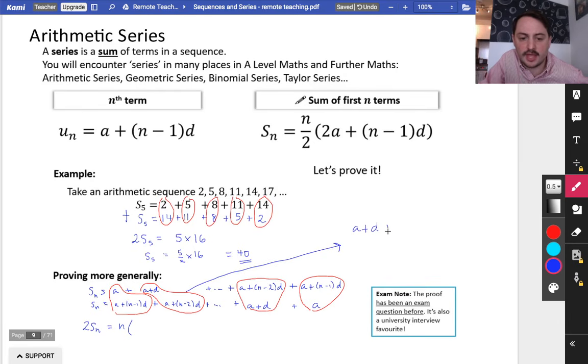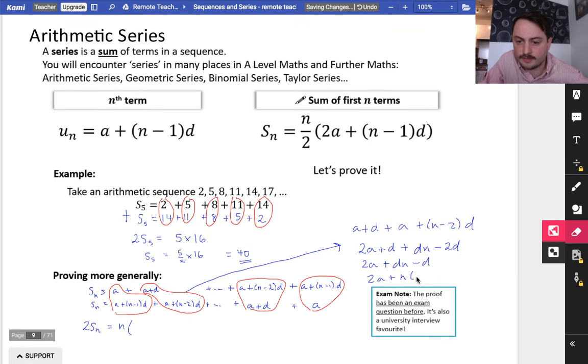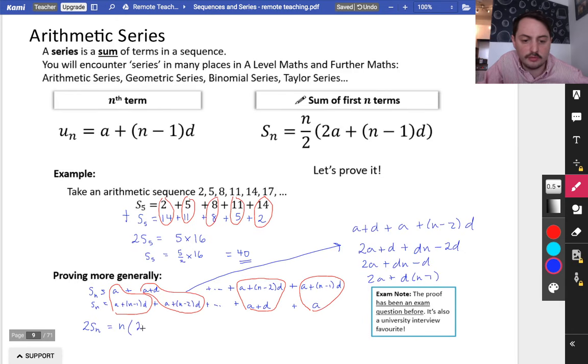So I have a plus d plus a plus n minus 2d. So clearly we have 2a plus d plus, here we have dn minus 2d. So that's 2a plus dn minus d, which is 2a plus, factorising out a d, d brackets n minus 1. So you do have 2a plus n minus 1d, the same as you have for all of them. So you get n lots of 2a plus n minus 1d.